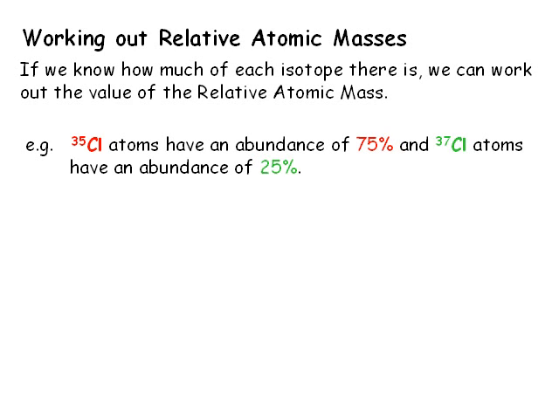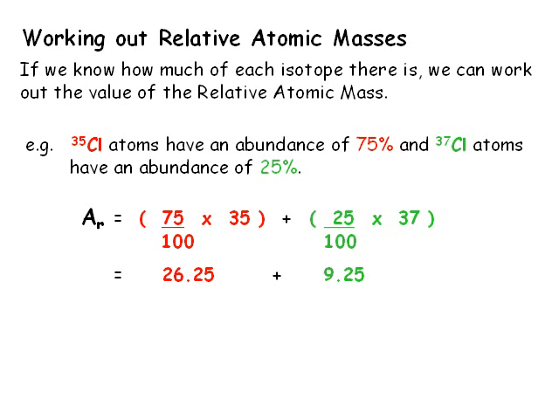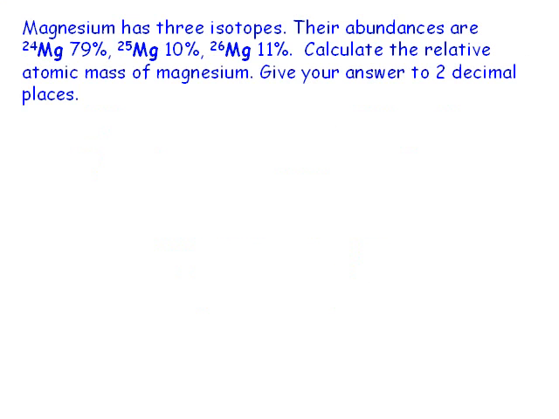For example, here is the percent abundance data for chlorine atoms. We calculate the relative atomic mass, which has the symbol A subscript r, by multiplying the abundance by the mass number. As the abundances are percentages, we need to divide these by 100 to get them as fractions. We do this for each isotope, then we add the results together to get the relative atomic mass. We can see that this value matches the one shown in the periodic table.